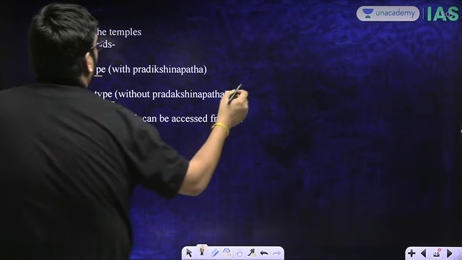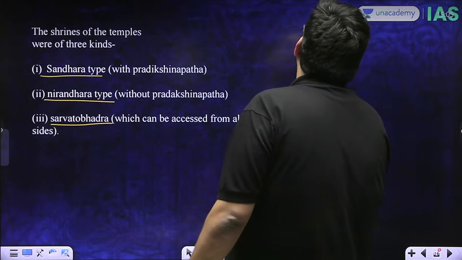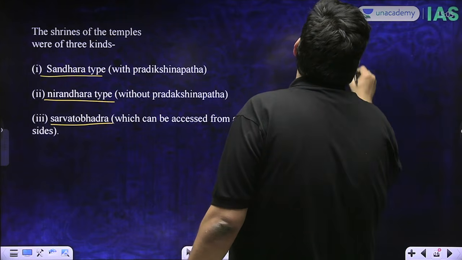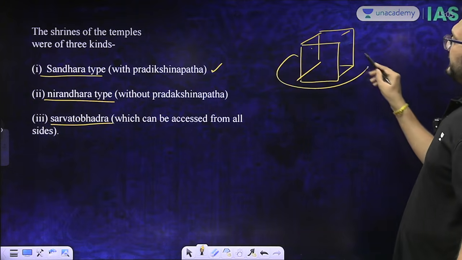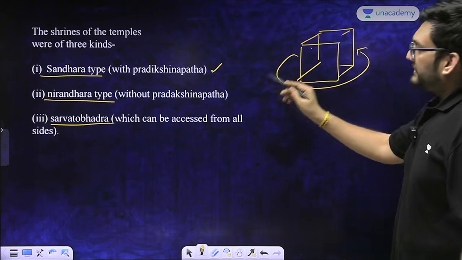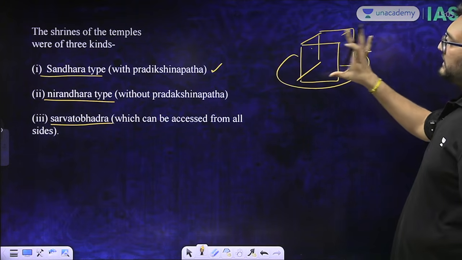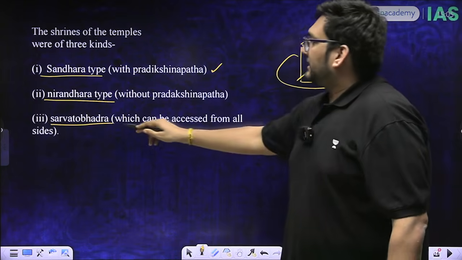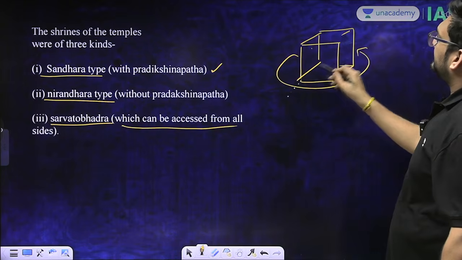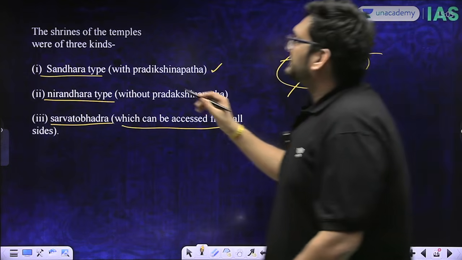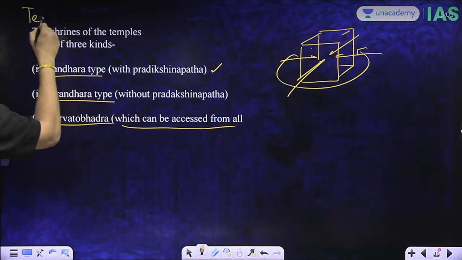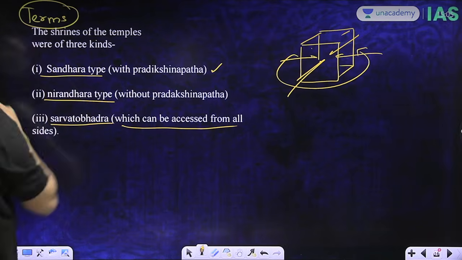Meaning, how you go around the Garbhagriha is decided by this. Basically, with Pradakshina Path, meaning you can move around; without Pradakshina Path, meaning it is just a Garbhagriha itself. And Sarvatobhadra is that you can access the Garbhagriha from all directions. So now these terminologies and terms become important for us.